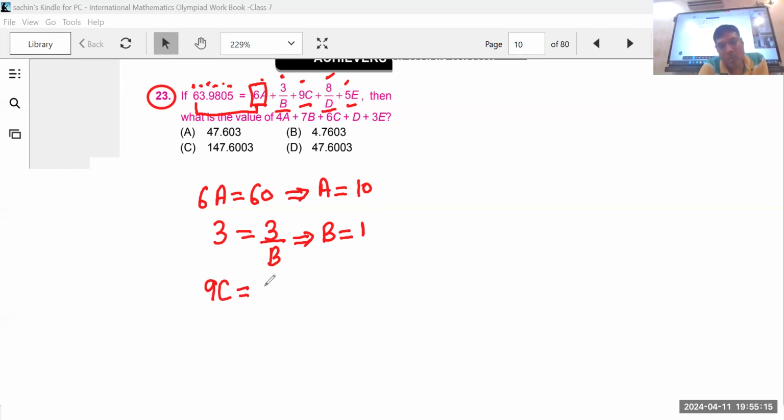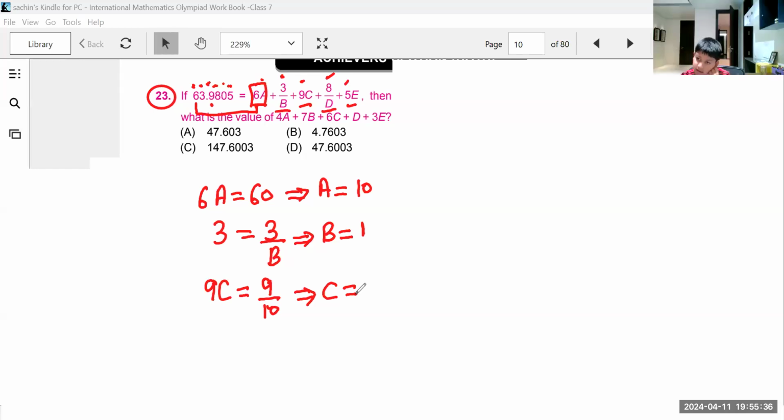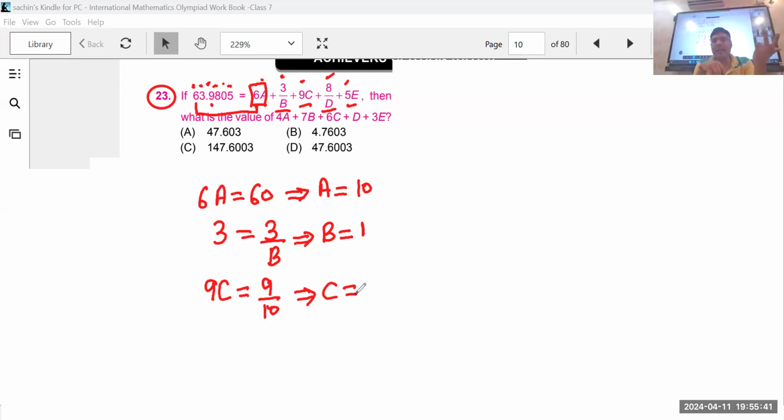Then 9c is equal to 0.9, which is 9 by 10. This is 0.9 or 9 by 10. So what will be c equal to? Other than Pritish, guys, those who got it wrong can speak. Everyone except Lilwani can speak. What will be c equal to? Sir, -10. Where will the minus sign come from? Sir, C will be equal to 1 by 10.